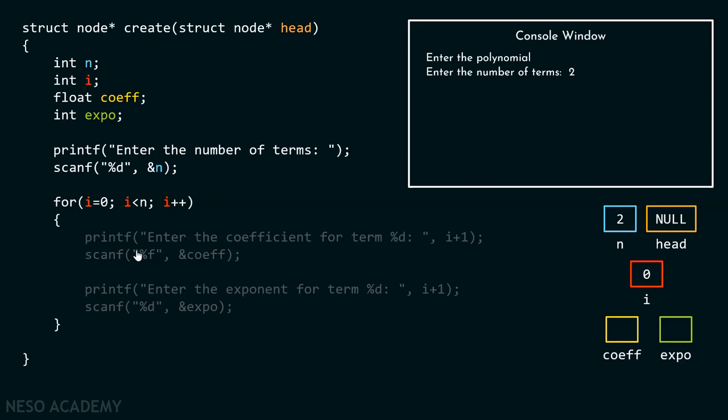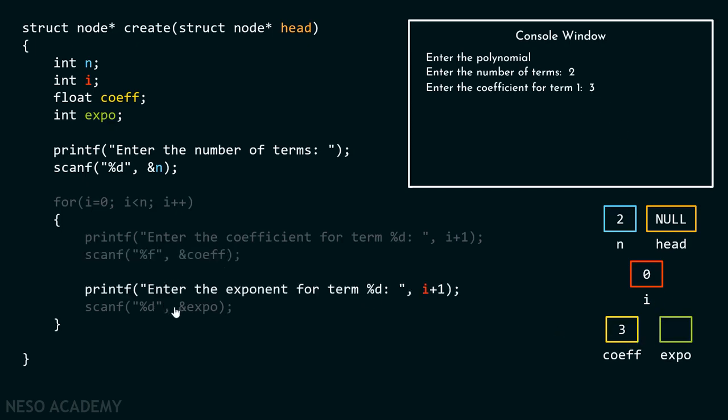And in this loop, you can see that I'm calling this printf function: enter the coefficient for term %d, which means enter the coefficient for term i plus 1. In other words, enter the coefficient for term 1. I'll simply ask the user to enter the coefficient for term 1. After this the scanf function is called, and obviously this means that I'm asking the user to enter some value. Here in this case, let's say the user has entered 3. So this 3 will get stored over here in this coef variable. As you can see in the scanf function, I'm putting %f, and then after this ampersand coef, right? Which means that I just want to store this particular value inside the coef variable.